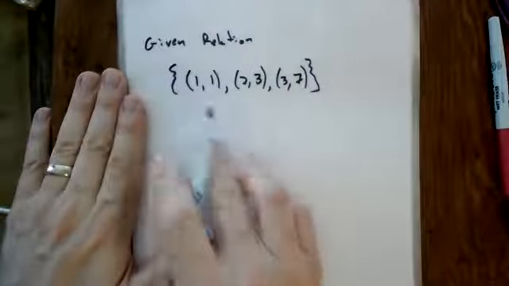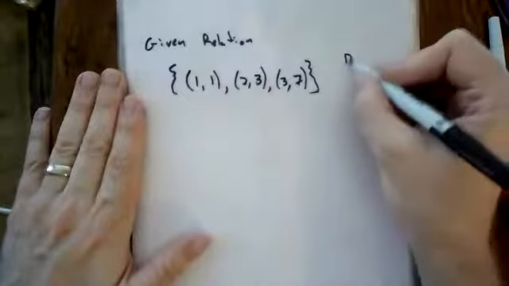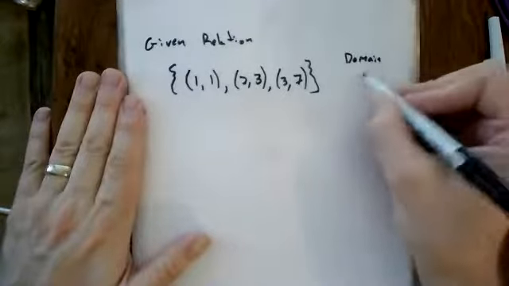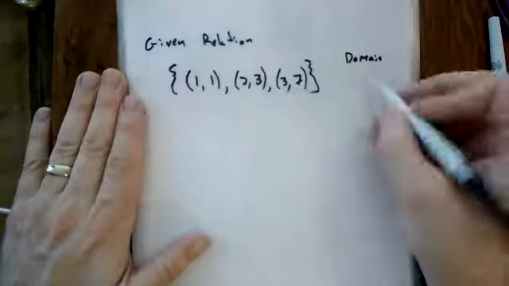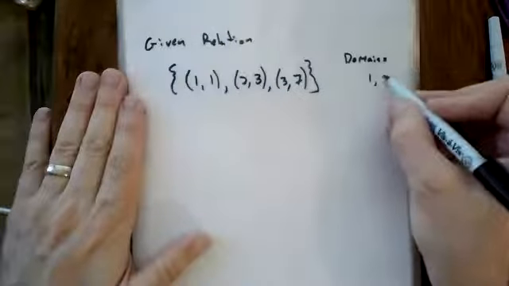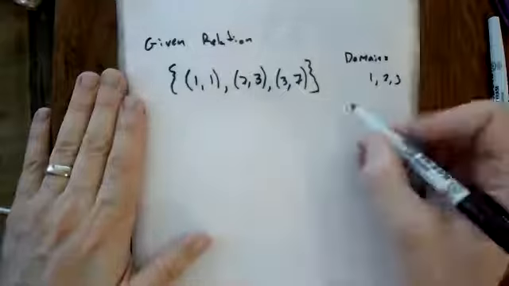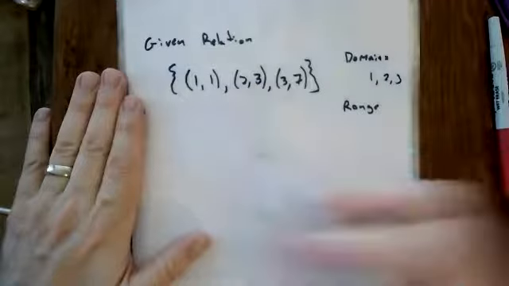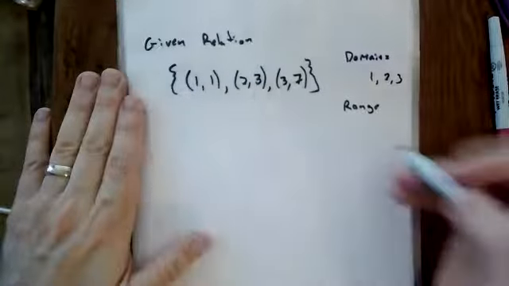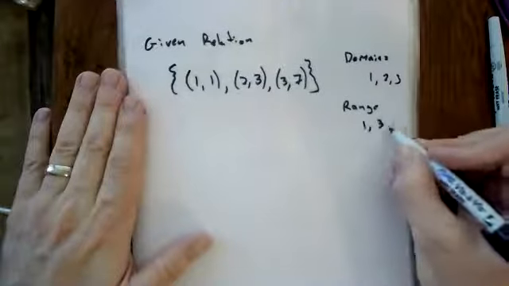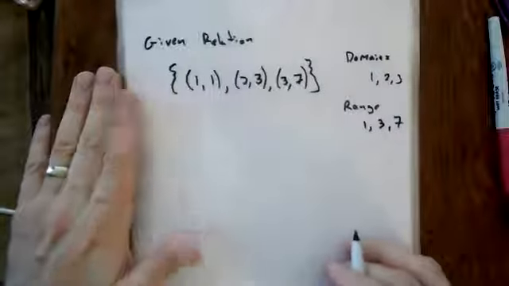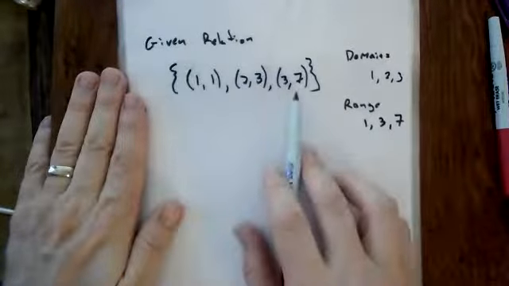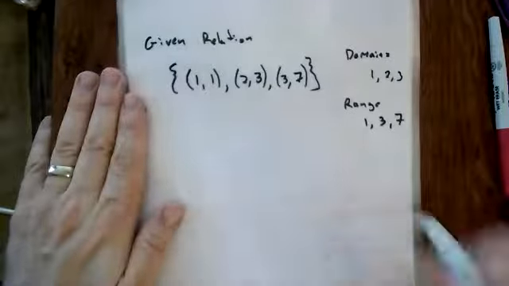Looking at this, my domain is my X values, so the domain here is just 1, 2, and 3. My range is my Y values: 1, 3, and 7. The one thing I'm noticing is that I've only listed each domain value a single time. So this is a function.